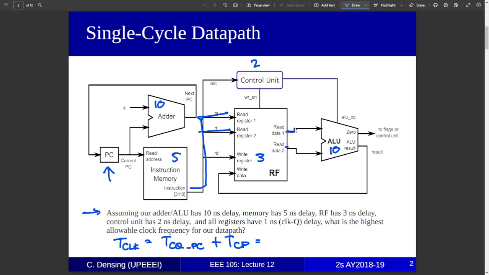We go through the operands, and get another 10 nanoseconds of delay, which is written back into the data. We need to wait for that entire time before we attempt to increment PC so that we retain the same instruction. So now, the clock to Q is 1 nanosecond plus 5 plus 3 plus 10, which is 19 nanoseconds. So the highest allowable clock frequency would be 1 over 19 times 10 to the minus 9, which is around like 80 megahertz.